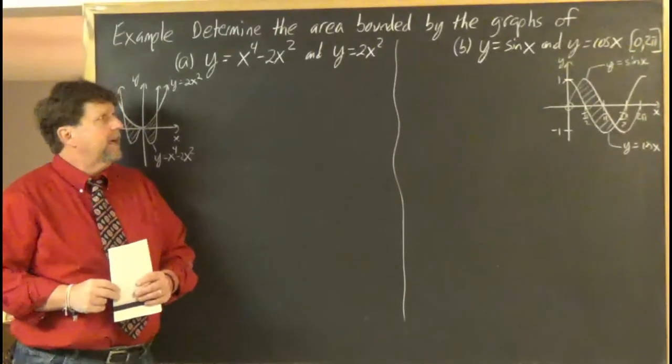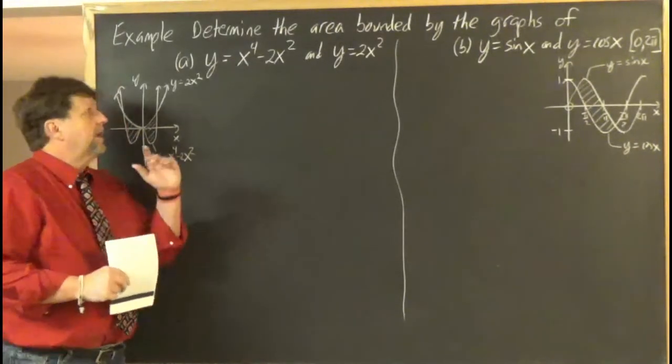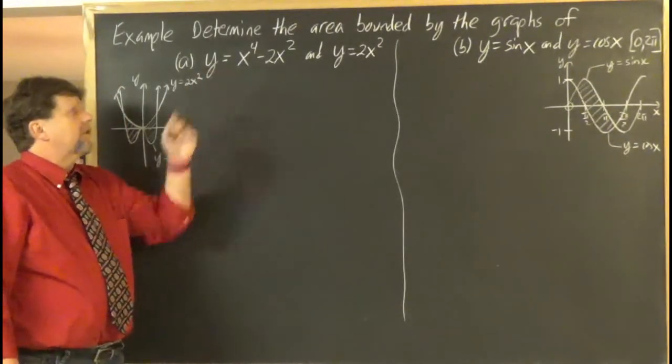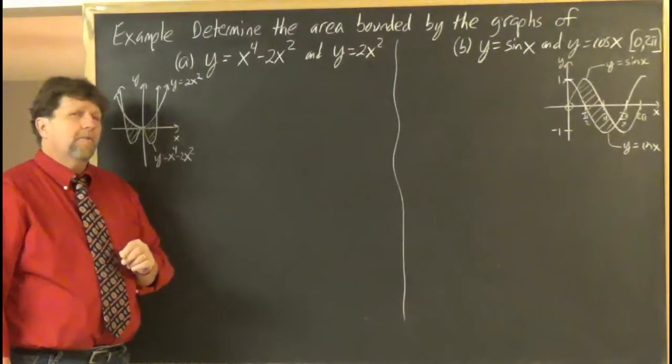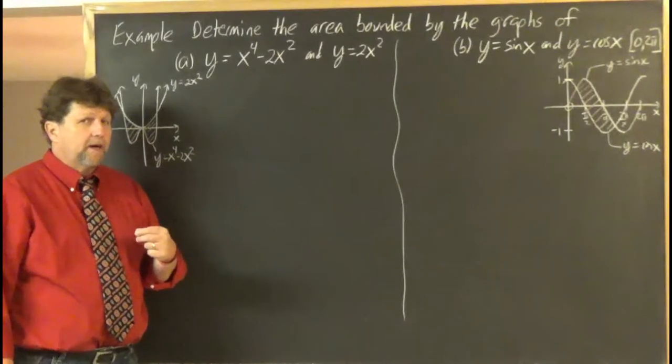All right, folks, in this example, we're asked to determine the area bounded by the graphs of, in part A, y equals x to the fourth minus 2x squared and y equals 2x squared.